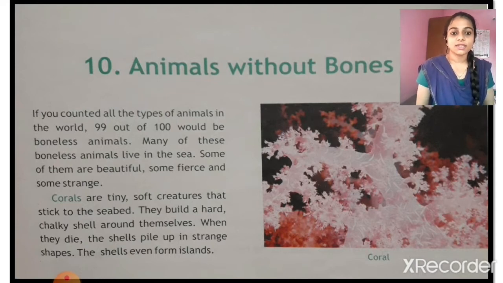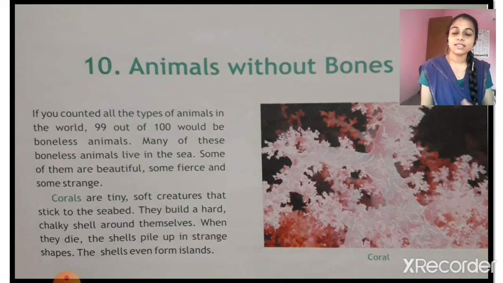Corals are tiny, soft creatures that stick to the seabed. They build a hard, chalky shell around themselves. When they die, the shells pile up in strange shapes. The shells even form islands. You are familiar with the term coral reefs or coral islands. It is actually the shells of the corals.